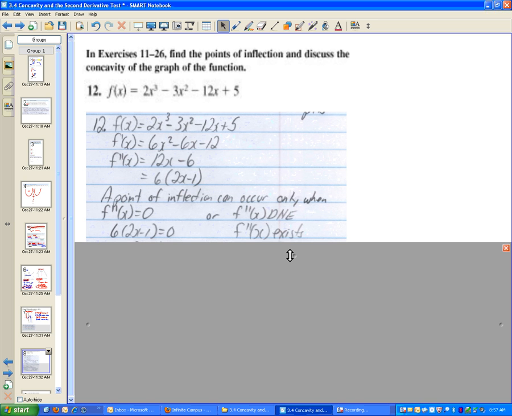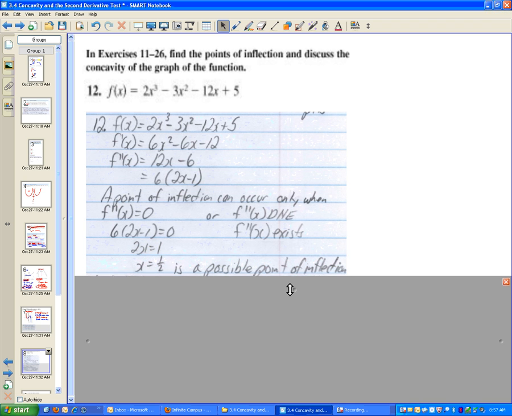And then I solve. Divide both sides by 6, that's gone. Add 1 to both sides, you get 2x equals 1. So x equals 1/2 is a possible point of inflection. Notice I didn't say that it is a point of inflection. If there is a point of inflection, it happens when x equals 1/2. There may not be a point of inflection. There's no rule that says the concavity has to change. Okay? But if it does, that's the only place it can happen.